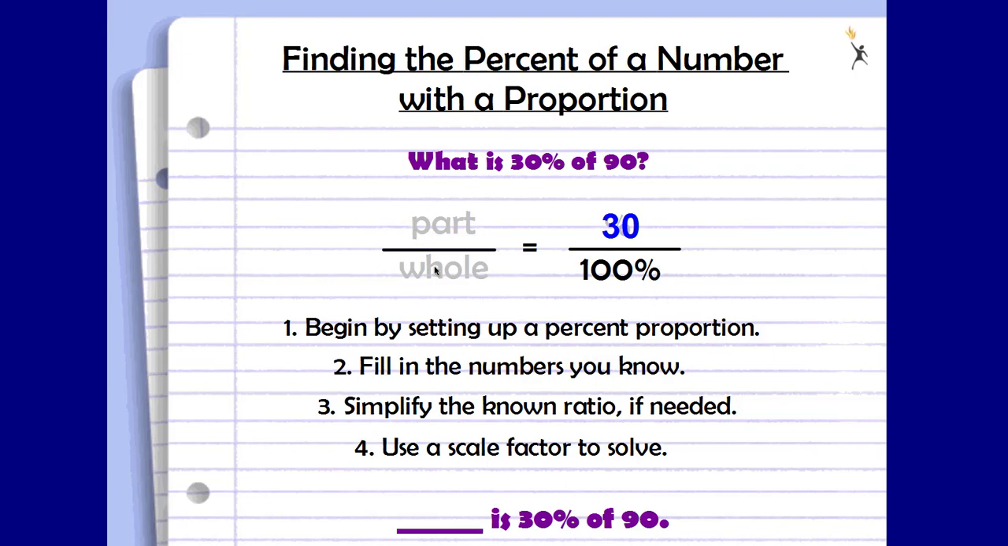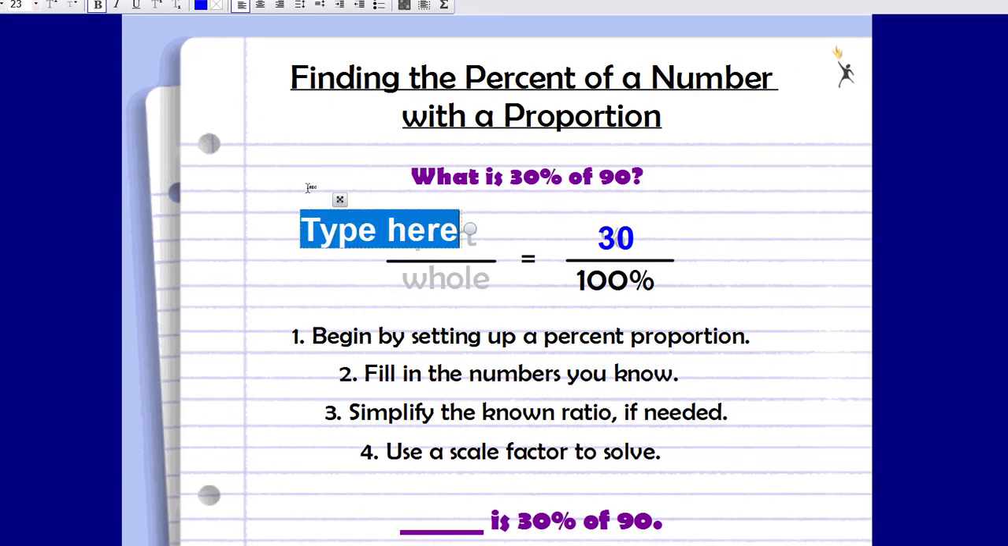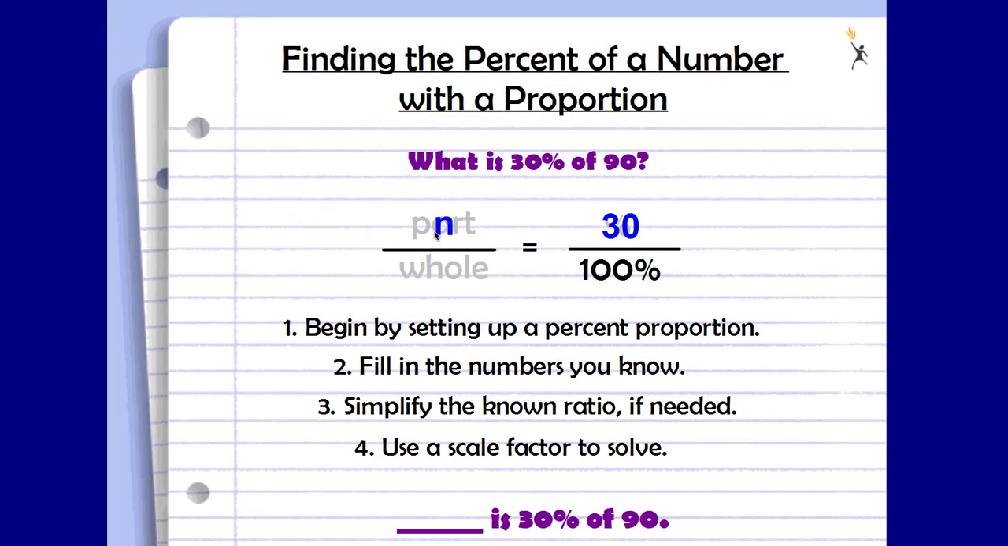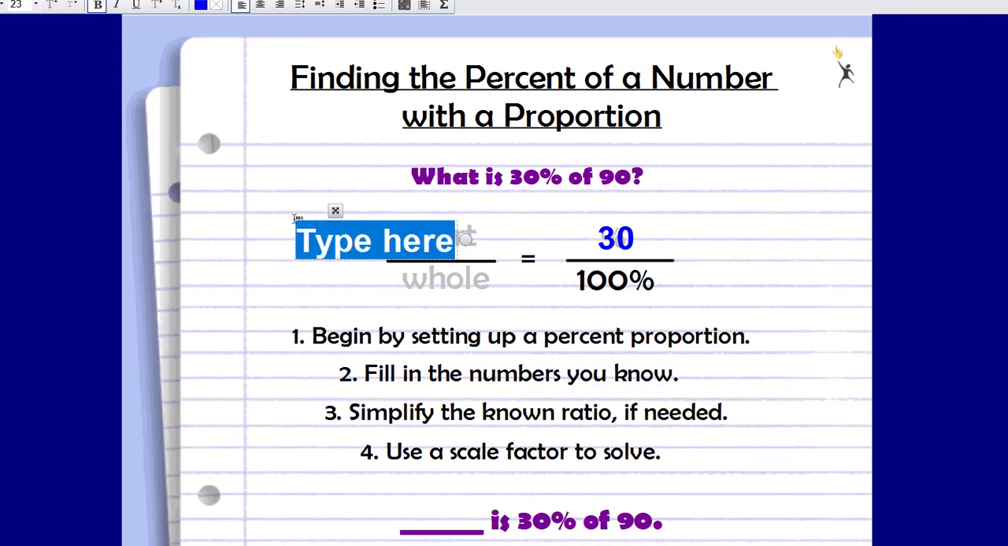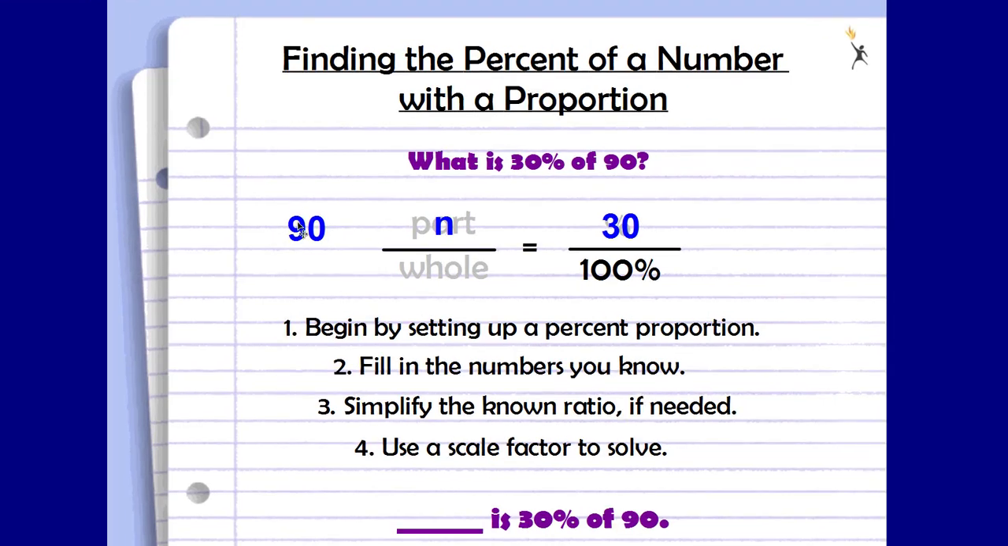Okay, now we need to fill out our first ratio, which is the part to whole. The only other number we're given is 90. We want to know what is 30% of the 90. Well, the 30% represents the part, and we're not told what that is. That's what we're trying to find. So this is your unknown. We're looking for the part, which means we're going to use a variable n to represent the unknown part. And that leaves 90 as your whole amount. So 90 will go on the bottom of the first ratio. Okay, so here's your percent proportion.